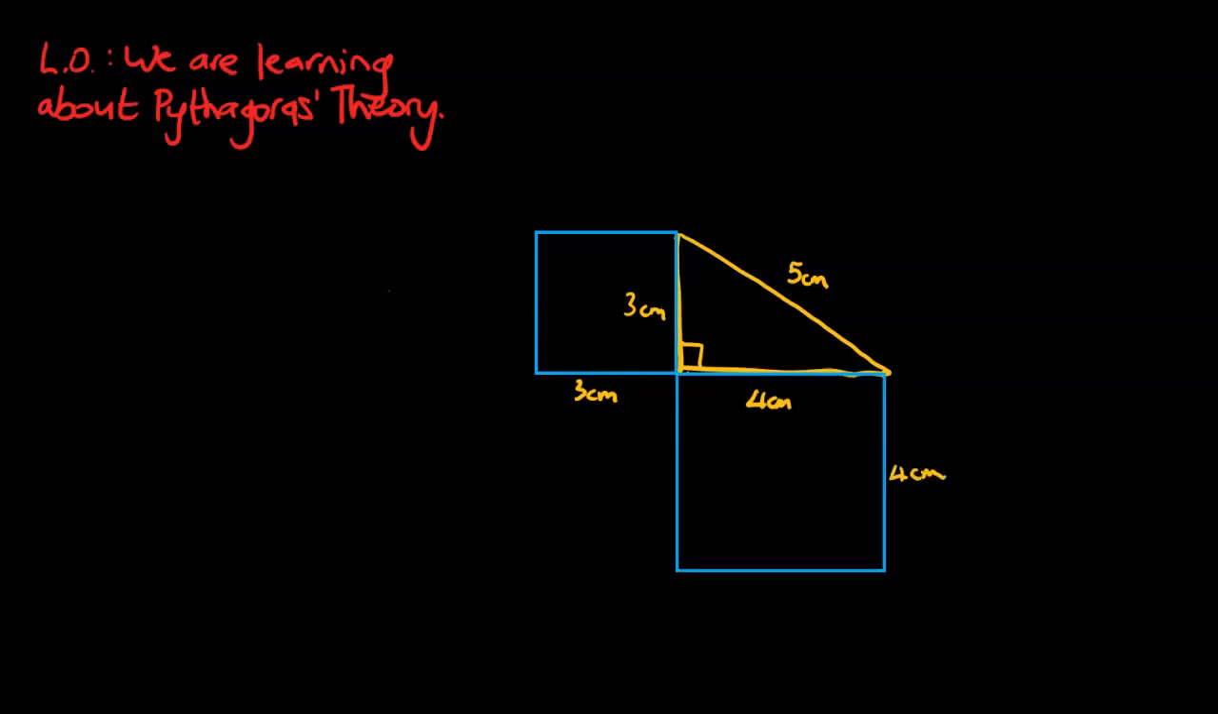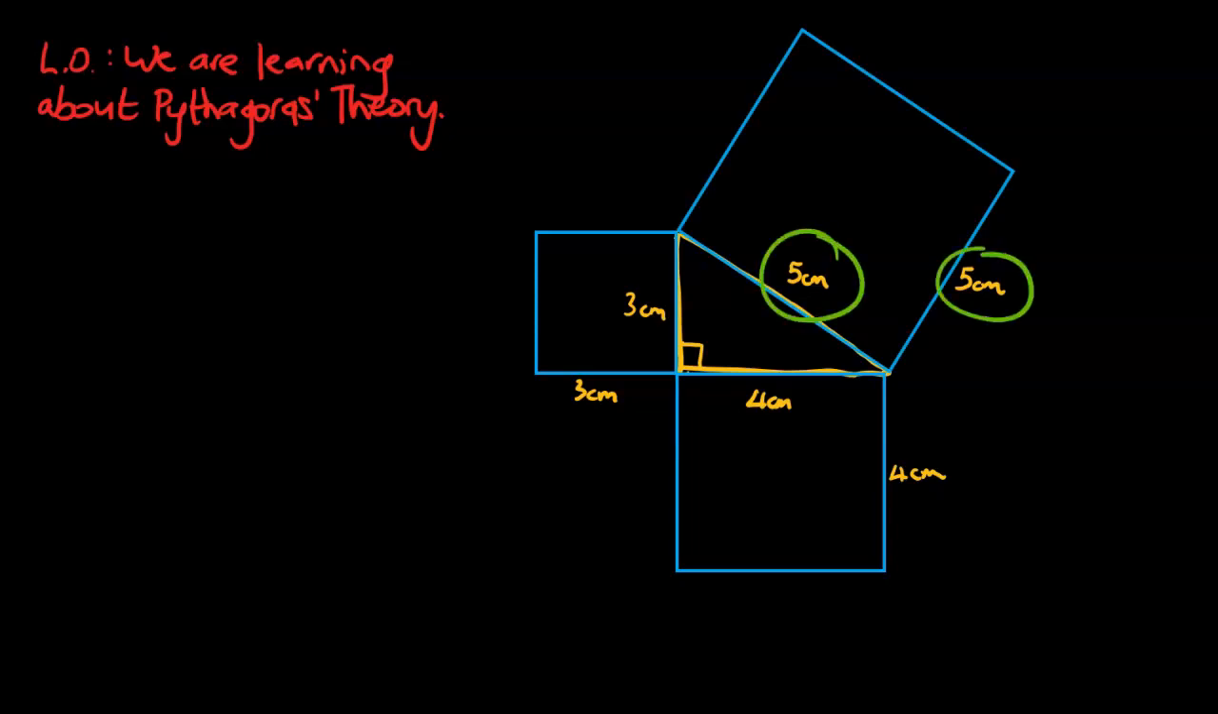He then did it on the other side of his right angle triangle. He's got 4 and 4. And then finally, he's done 5 and 5. So he's put squares all over his right angle triangle. And he noticed something. If you think of this square, that's going to be 3 times 3, right?